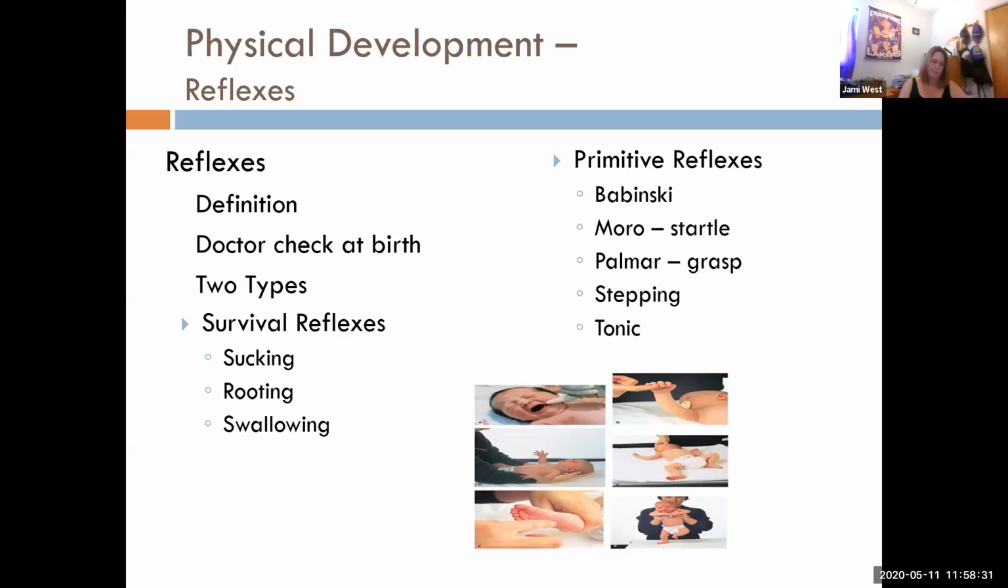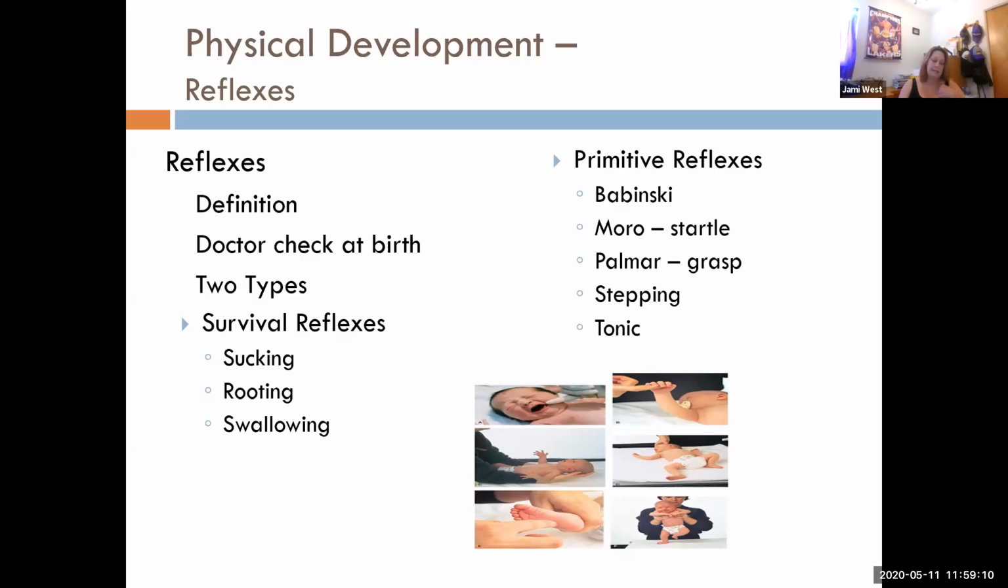There are also primitive reflexes. Primitive reflexes help our baby's physical development, but they all eventually go away. They can be understood as the foundation for later development, for motor development and cognitive development. They're foundational to help development later.